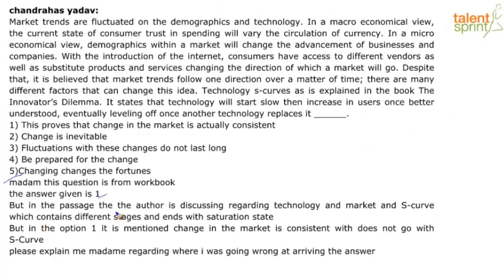But in the passage, the author is discussing technology and market and the S-curve, which contains different stages and ends with a saturation state. But in option 1, it is mentioned that change in the market is consistent, which does not go with the S-curve. Please explain to me, madam, where I was going wrong in arriving at the answer.